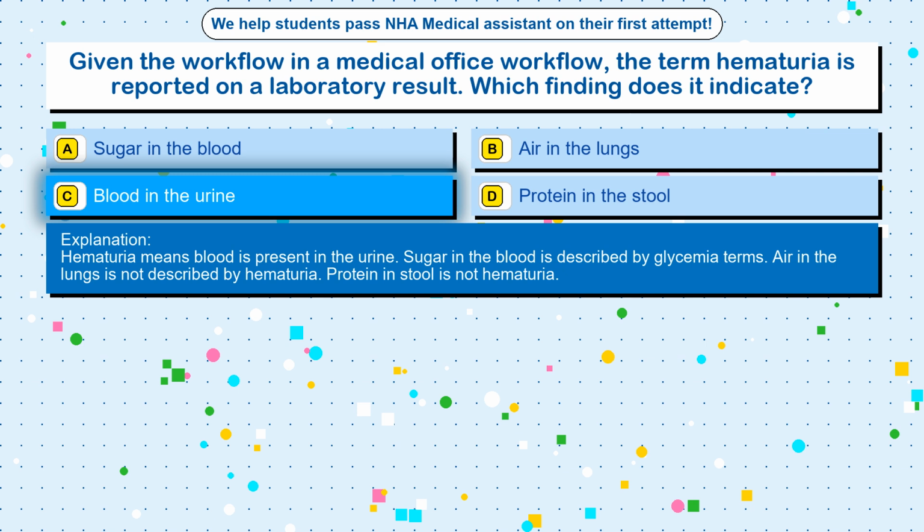Hematuria means blood is present in the urine. Sugar in the blood is described by glycemia terms. Air in the lungs is not described by hematuria. Protein in stool is not hematuria.